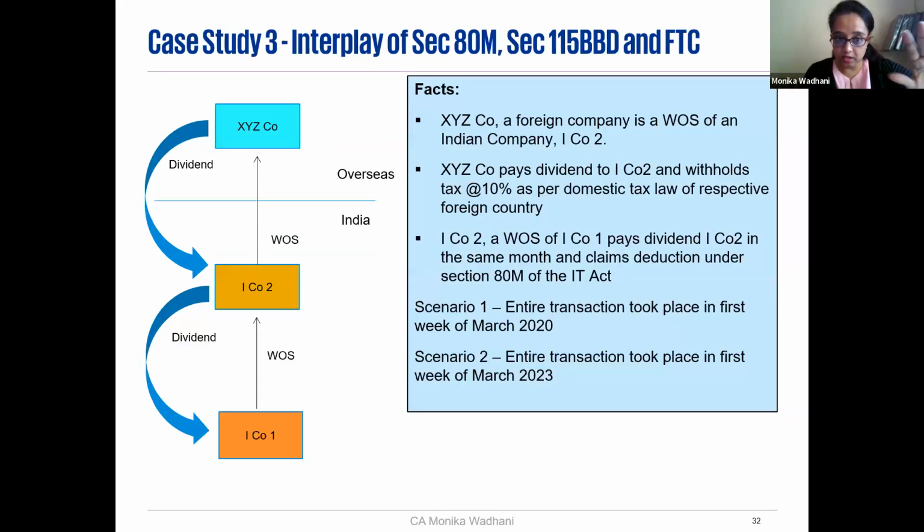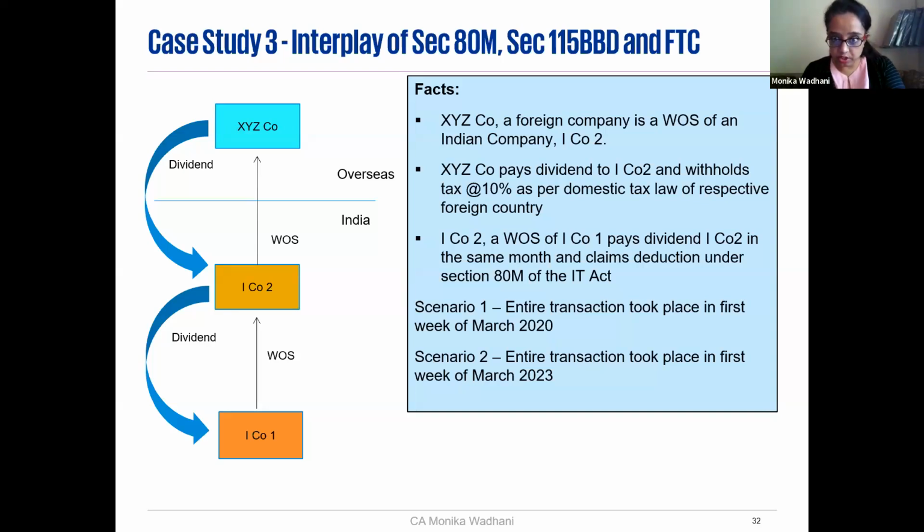But before that, let us understand the facts of the case and why I have selected this particular case study. There is an XYZ company, which is a foreign company, which is a wholly owned subsidiary of an Indian company, ICO2. And say ICO2 is a wholly owned subsidiary of another Indian company, ICO1. Now, say XYZ foreign company declares and pays dividend to ICO2. And in the same year, say ICO2 declares and pays dividend to ICO1 out of that foreign dividend which it has received from XYZ Co.